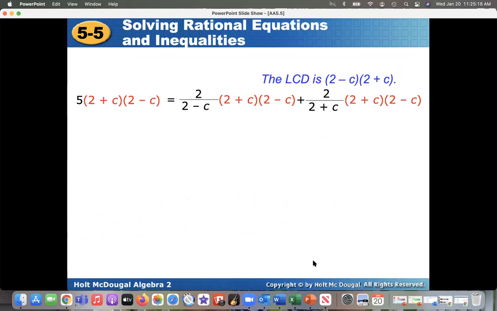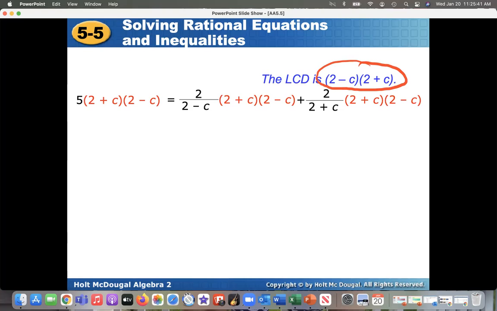Under there in the black print, you can see 5 equals 2 over 2 minus c plus 2 over 2 plus c. That's really that equation we have right here, correct? Now, they're saying that the LCD is 2 minus c times 2 plus c. Do you all agree with that? Sometimes to find an LCD, do you multiply the denominators? That's what we did here.